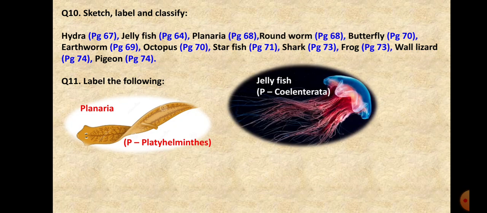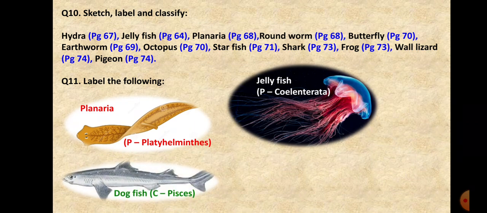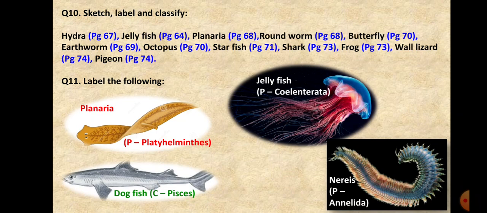Then next is jellyfish which belongs to Coelenterata. The third picture is dogfish and it belongs to Pisces, and the last picture is Nereis which belongs to Annelida. Okay students, so these are the different pictures of the animals and they are to be labeled. Okay, so you can see the labeling and you can identify the animals.